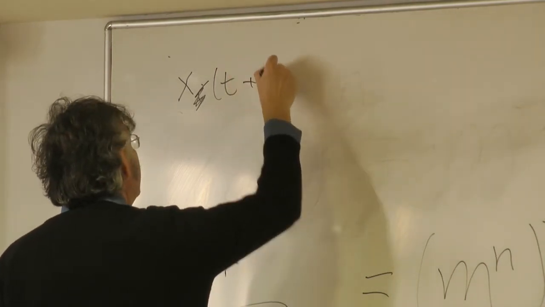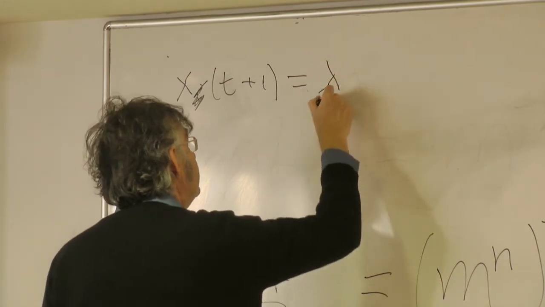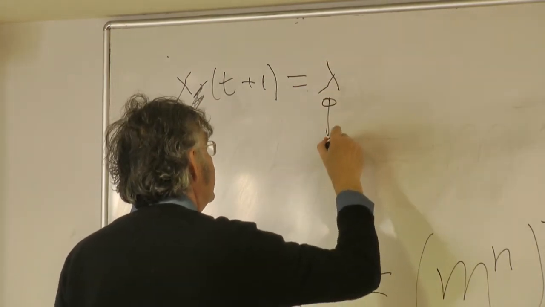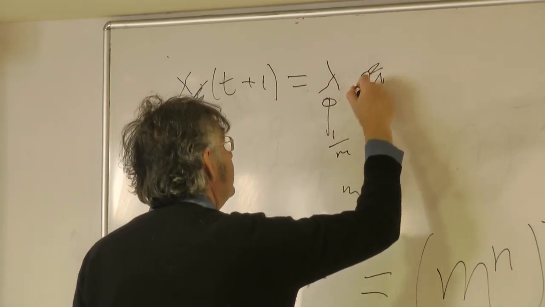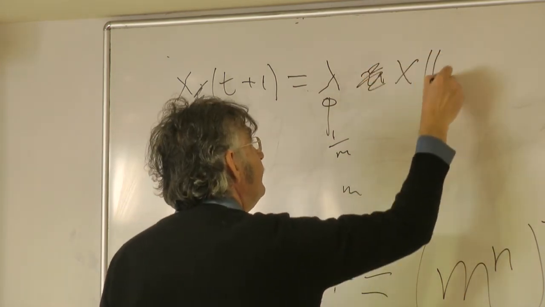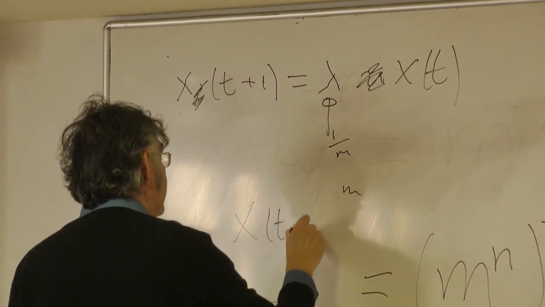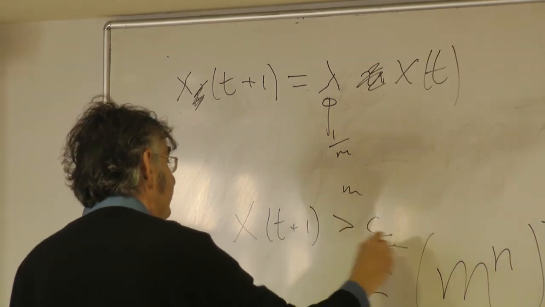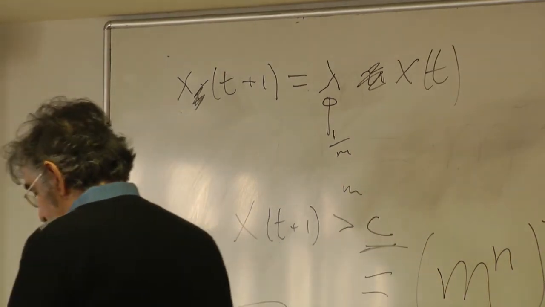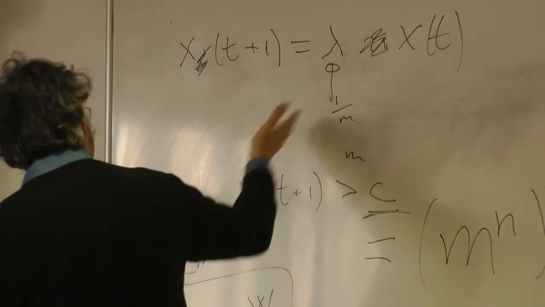X of t plus 1 equals some lambda, which we could take again 1 over m and m or something like that, x of t. And with x of t plus 1 not being allowed to be less than some value c. But we know what is the solution of this kind of a problem.